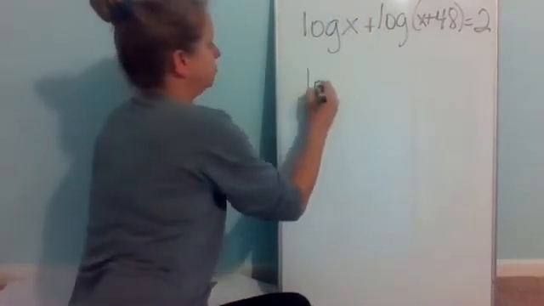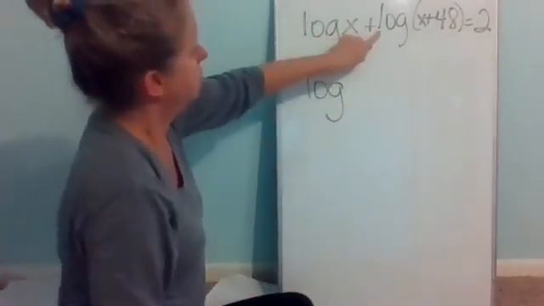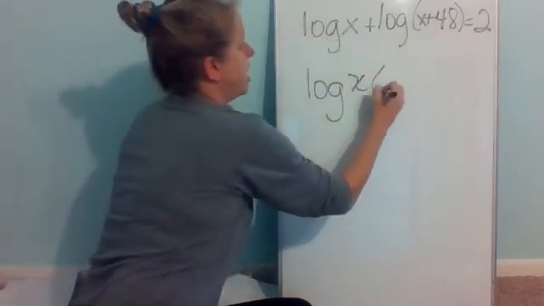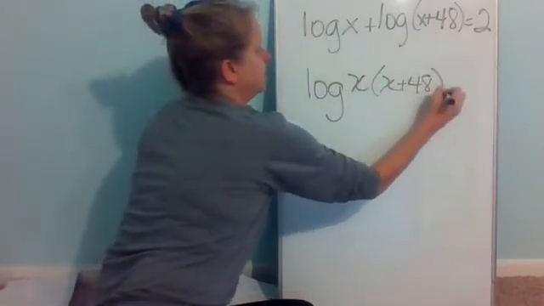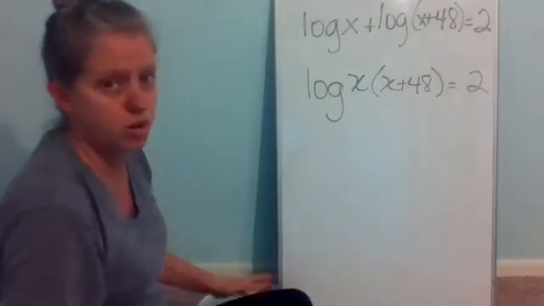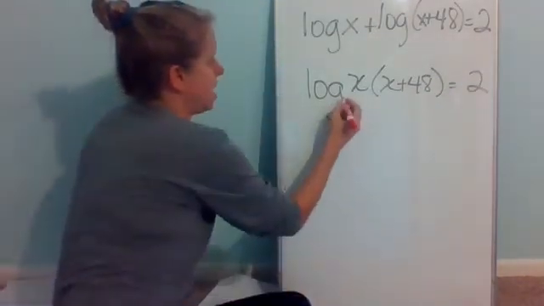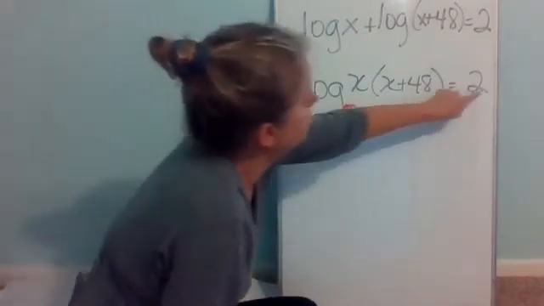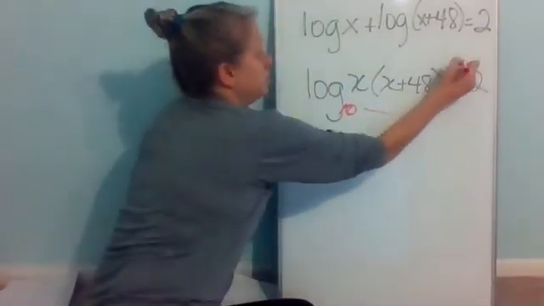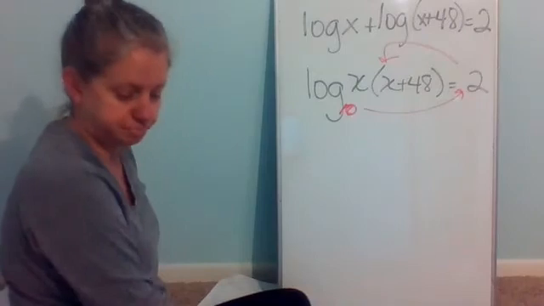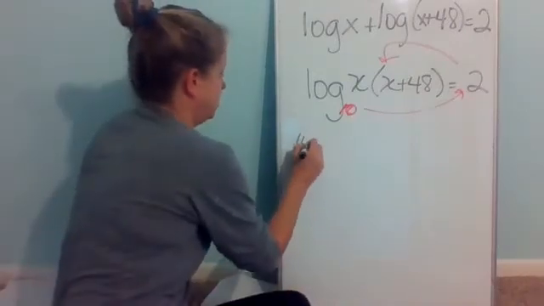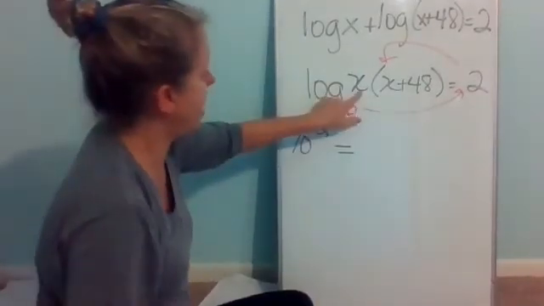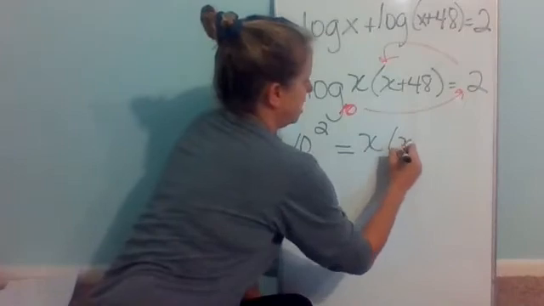So I have log. Since it's adding, that means I need to rewrite it with these multiplied. So x times x plus 48 equals 2. So now I'm back to the method I've been using. I need to raise the base, which is 10, to the second power and make it equal to all that. So I'll write that. So 10 to the second power is equal to x times x plus 48.